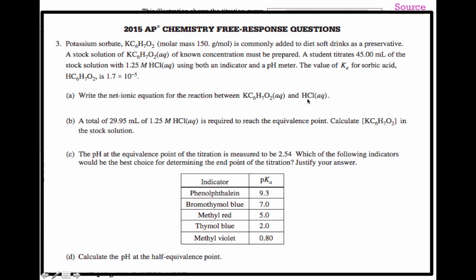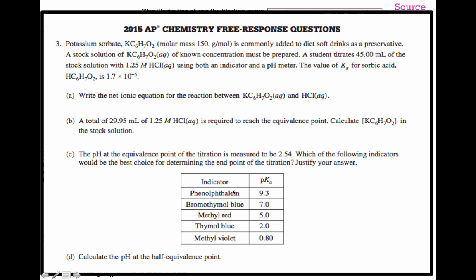And then what about HCl? Would I split HCl up into its ions? Yes. Why? It's a strong acid. Good. And then we would react this like a double replacement. Or if you recognize this is a strong acid, then you will transfer your proton over. But then it asks for net ionic, and then it says that you have a certain amount of HCl required to reach the equivalence point. Calculate the concentration of potassium sorbate in the stock solution.